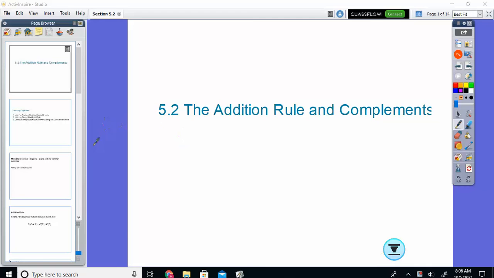Okay, first thing we have is a definition. You'll hear me talk about mutually exclusive events a lot. And mutually exclusive, another word for that is disjoint. So if I say two things are mutually exclusive, it means they cannot both happen.